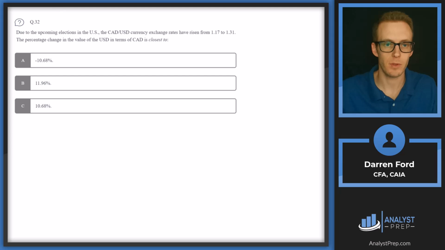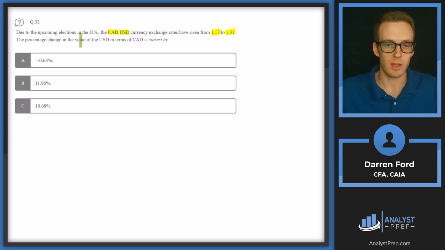Question 32. Due to the upcoming elections in the US, the CAD-USD currency exchange rate has risen from 1.17 to 1.31. So we've got Canadian in our price currency, USD in base. So if this rate increases, what this is telling us is that it used to cost 1.17 Canadian to buy 1 USD, but now it costs 1.31 Canadian to buy 1 USD. So the CAD has depreciated and USD has appreciated.